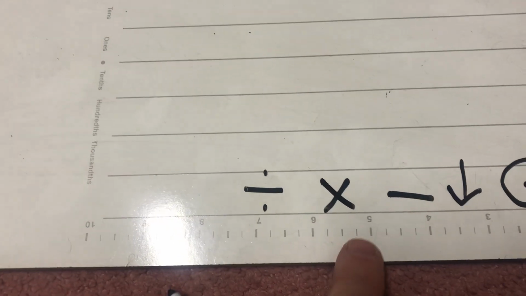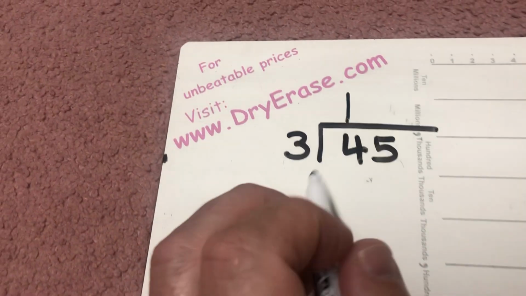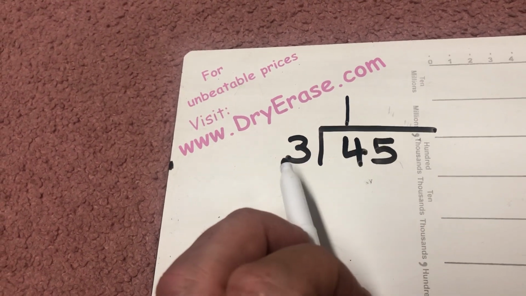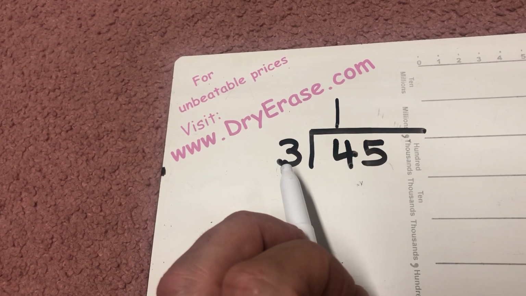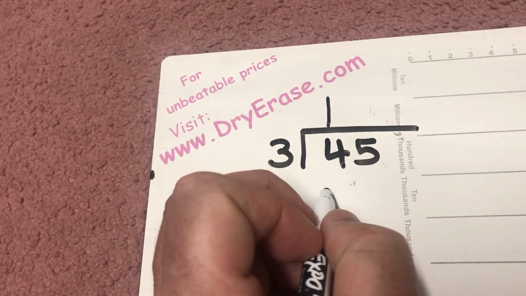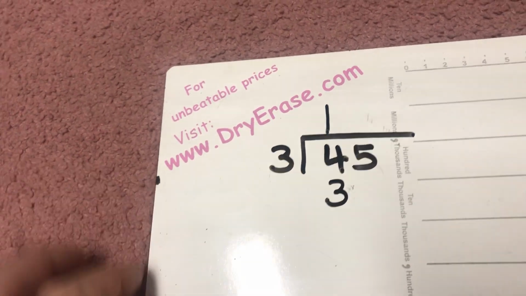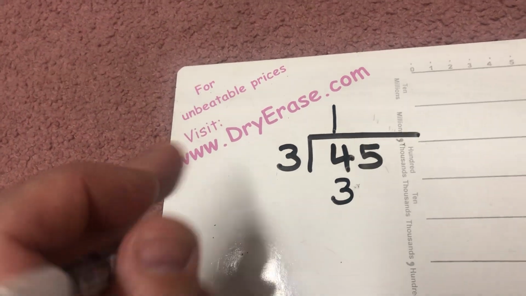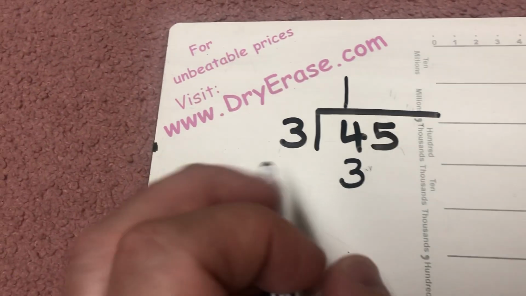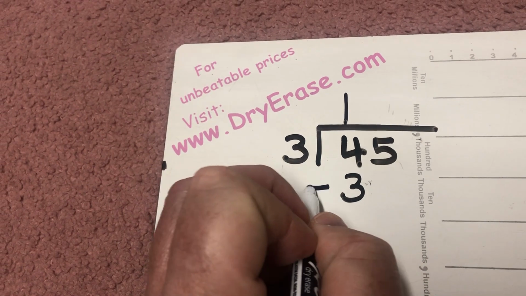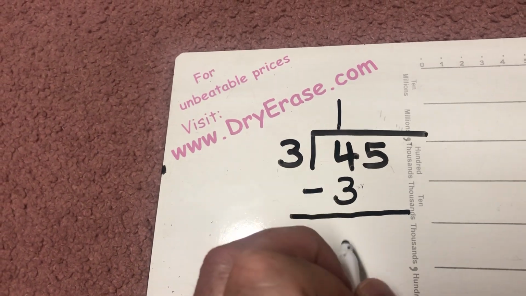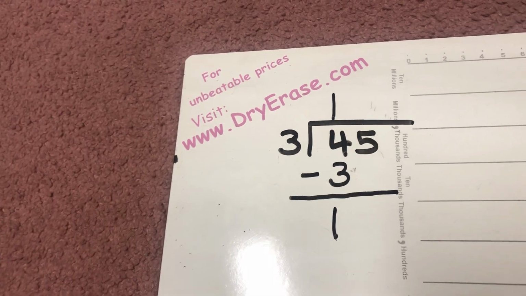Now, after I divide, it tells me to multiply. What I multiply is the number that I put up here, which is 1, times the number I'm dividing by, which is 3. So I do 1 times 3, and 1 times 3 is 3. Then after I multiply, it tells me to subtract. What I subtract is 4 minus 3, and I know that 4 minus 3 is 1.